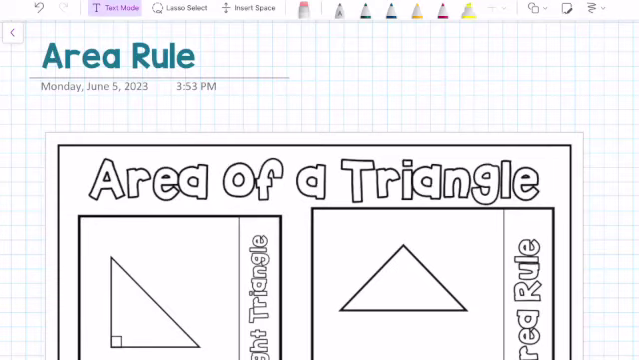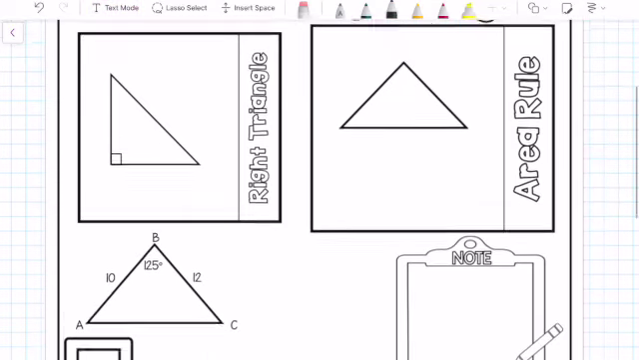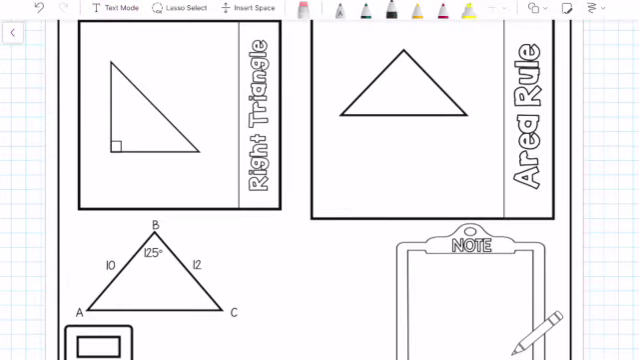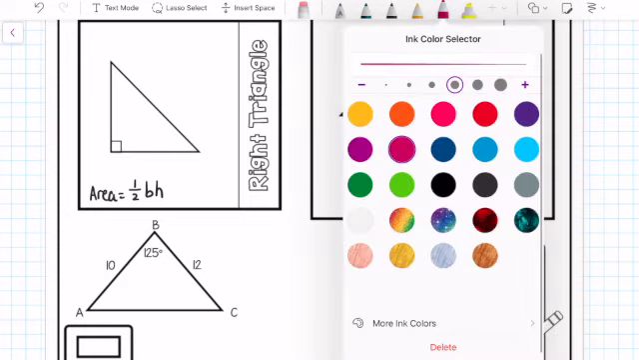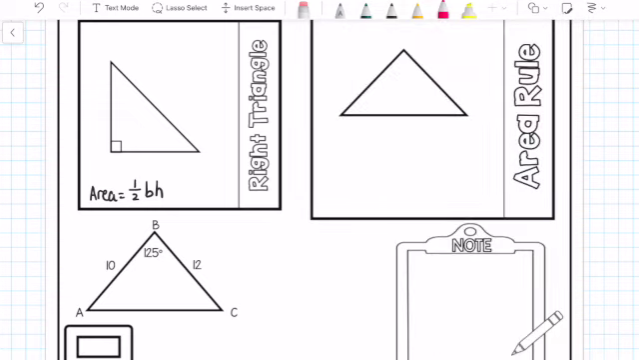This lesson will be on the area rule. Now we are familiar with a right angle triangle. The area of a right angle triangle is half base times height, and that is where base and height are the legs of my triangle, and so the perpendicular sides.